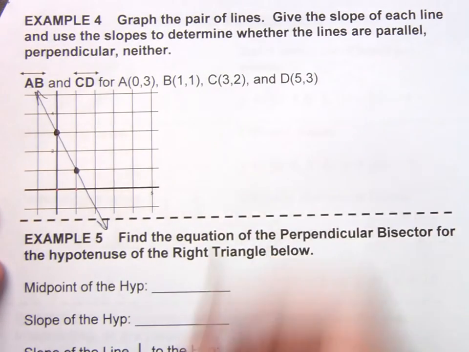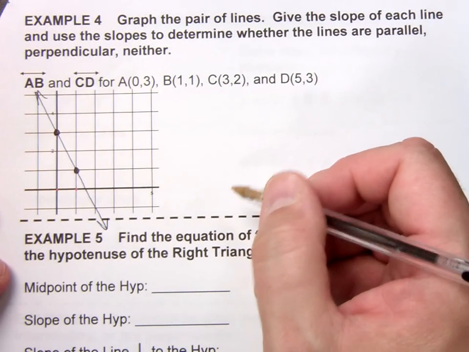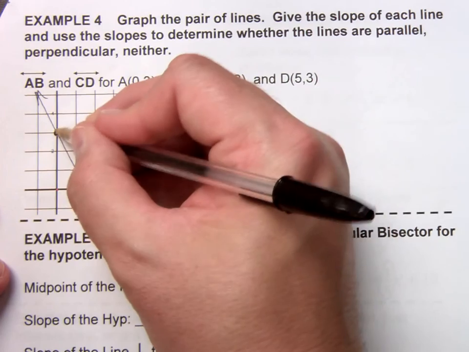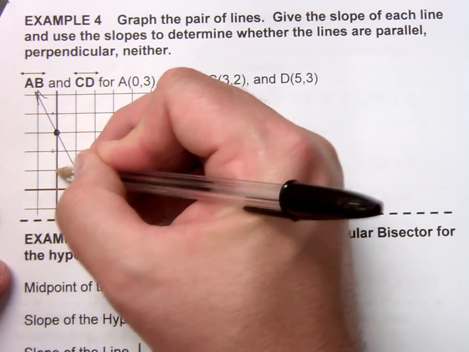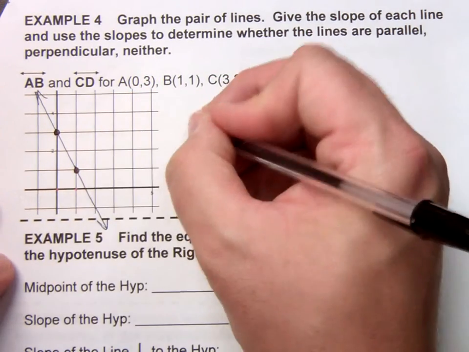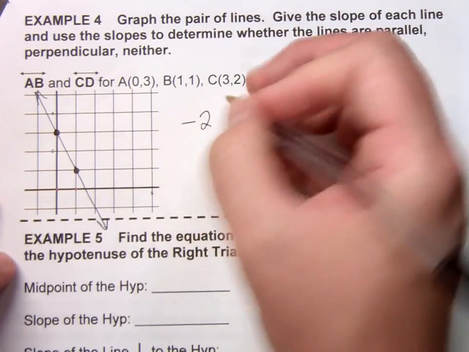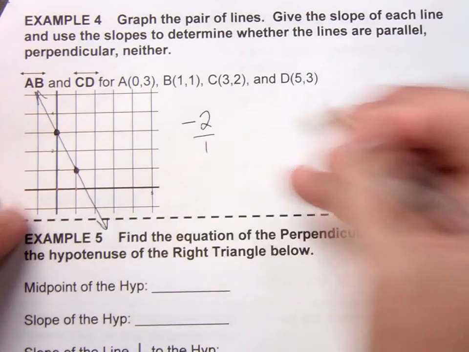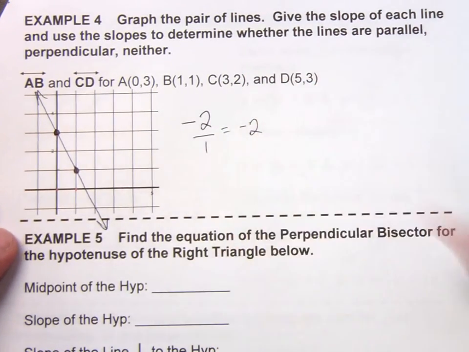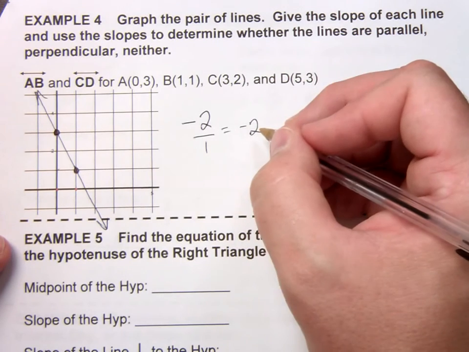And I could get the slope of line AB by just counting the rise and run. So to get from this point to this point, I have to go down 2 over 1. When you go down 2, that's a negative. And then over 1, negative 2 divided by 1 is just a negative 2. So there's the slope for line AB.